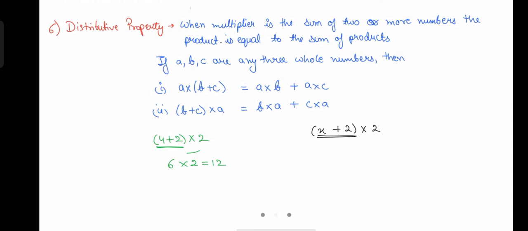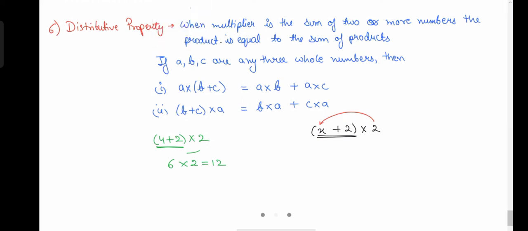Then how can you solve it? In that case, you can simplify it. How are you going to simplify it? That is a very easy way: you are going to multiply this 2 with x first, and then you are going to multiply this 2 with 2, and then add them. So for example, I'm going to multiply 2 with x first.